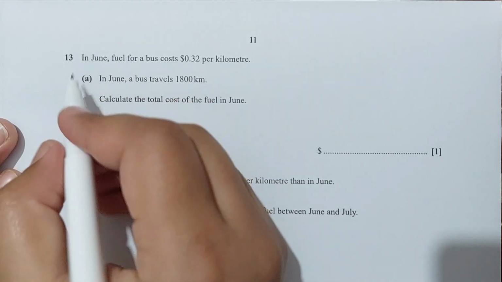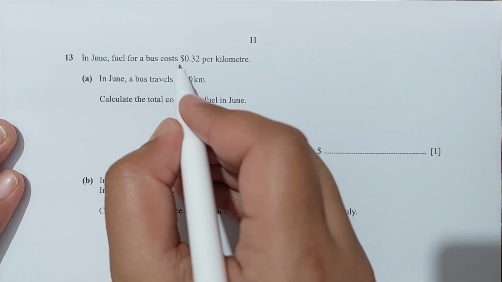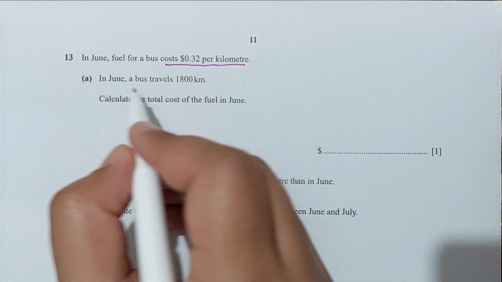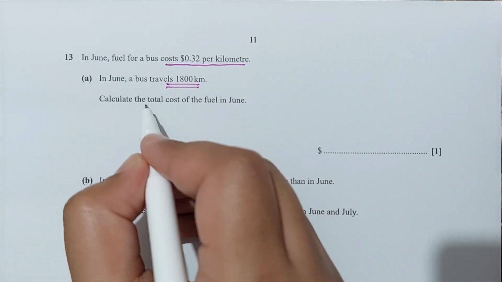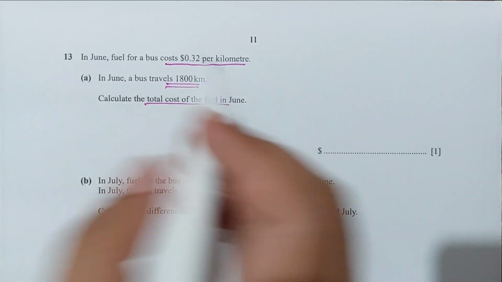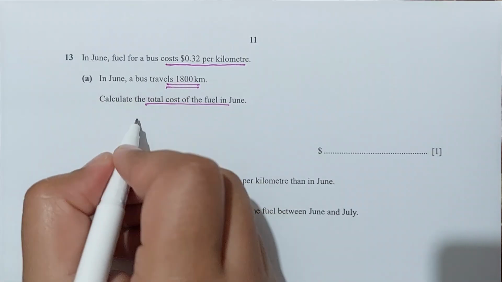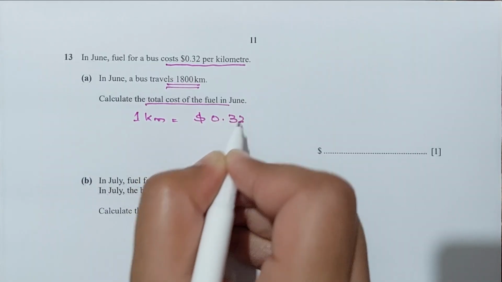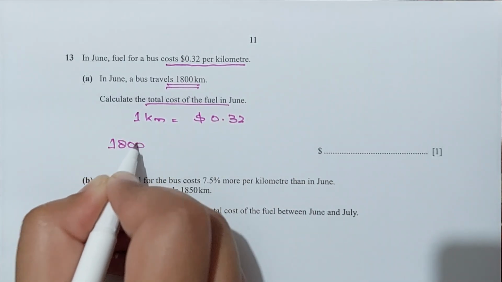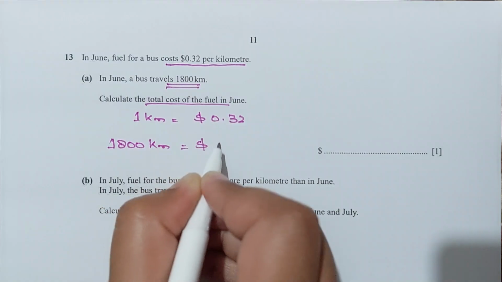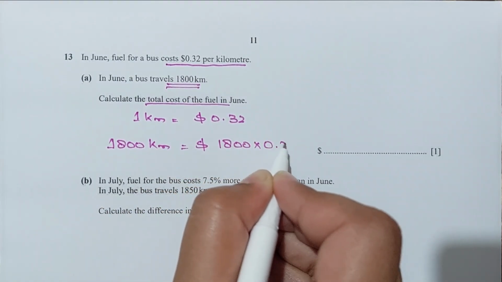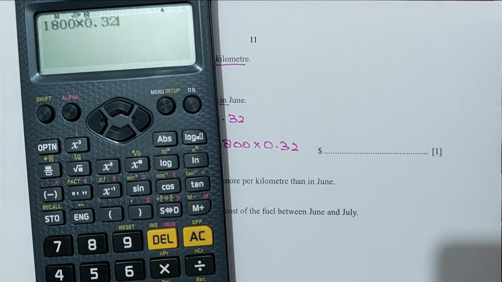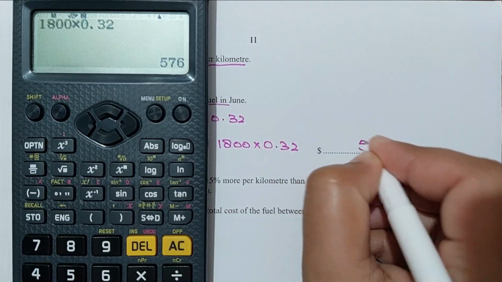Yes. Question number 13. In June, fuel for a bus cost $0.32 per kilometer. Part A. In June, a bus traveled this many kilometers. Calculate the total cost of fuel in June. Okay, in June, fuel for a bus for 1 kilometer cost $0.32. For 1,800 kilometers, what is the cost of the fuel? 1,800 times 0.32. This is $576.